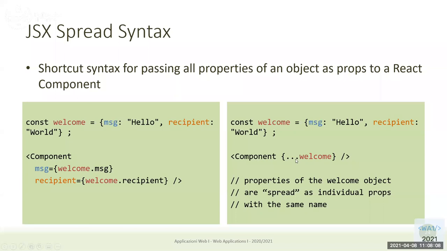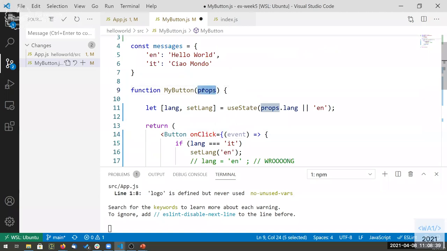This can be shortcut by using the spread syntax. If you're spreading an object, you are actually translating it into the list of message equal the value of the first, recipient equal the value of the second, and so on. So it's a quick way, if you have an object and you want to pass it down to its children, you just have this. And by the way, this object, in many cases, you already have, and it's called props. This is already an object that contains some properties. If I needed to pass all these properties to my children, I would just do like this.